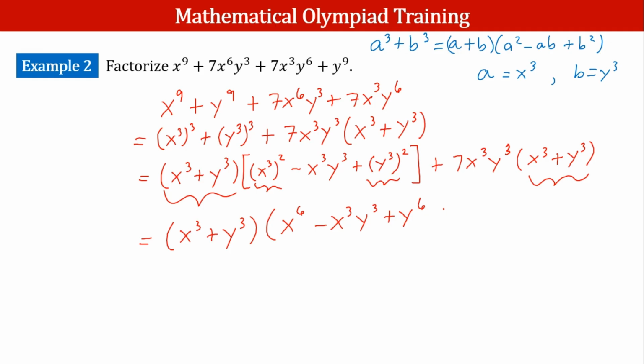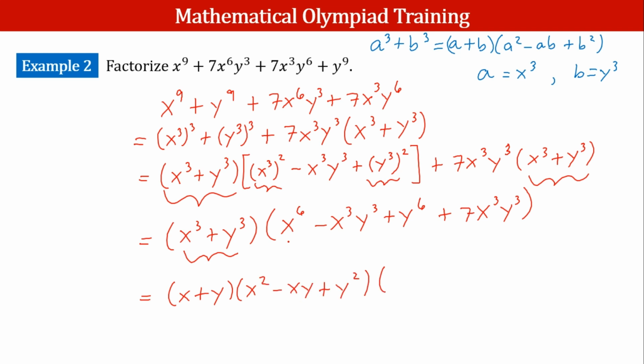And of course, we still have here plus 7x cubed y cubed. Now, we can still factor this. That is sum of cubes, right? So we have x plus y times x squared minus xy plus y squared times x raised to 6 minus x cubed y cubed plus 7x cubed y cubed, which is positive 6x cubed y cubed, and finally, we have plus y raised to 6. And so this is now our final answer.